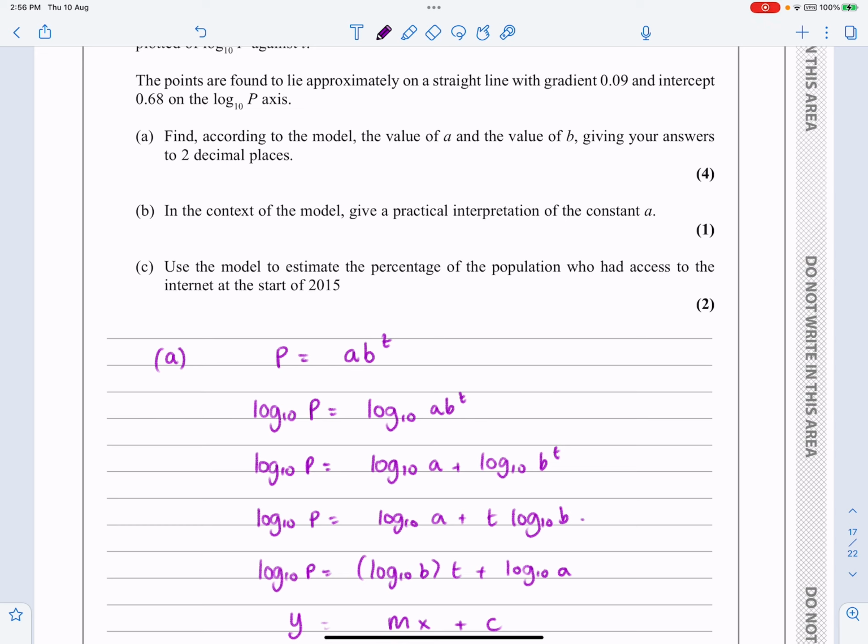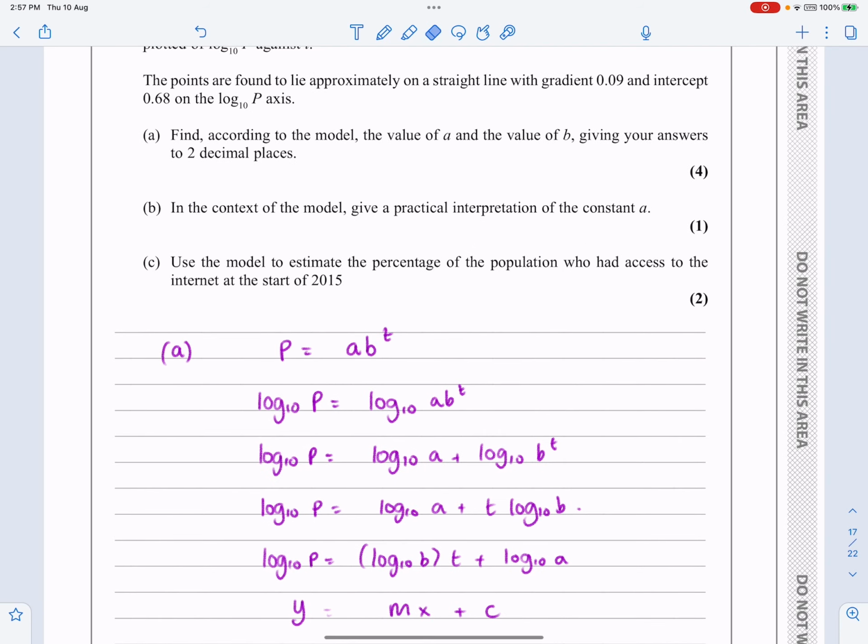Part B, yeah, these are tricky little things. It'll help you after I've explained this one to you. You just need to go through and do as many of this type of question as possible, because then it gives you some idea about how to do these. In the context of the model, give the practical interpretation of the constant A. What's A going to be?